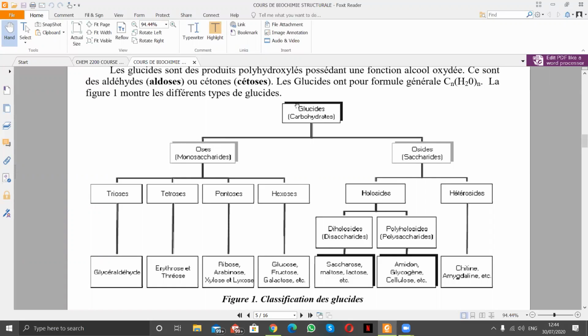They only contain carbon, hydrogen, and oxygen. These others contain other elements such as sulfur, nitrogen, and phosphorus. Are we together?